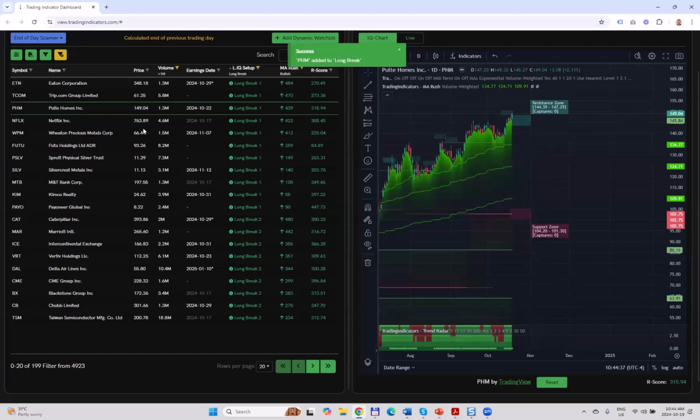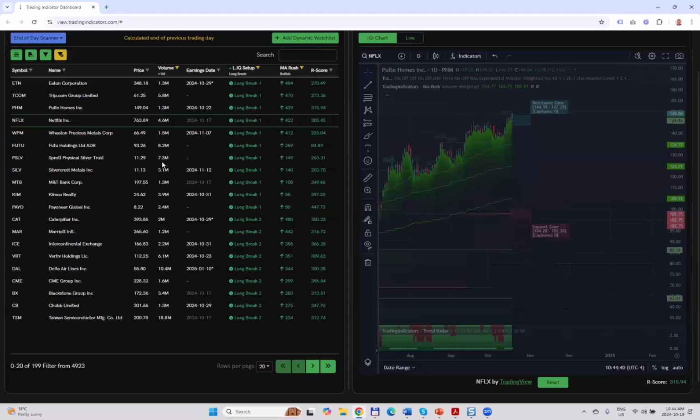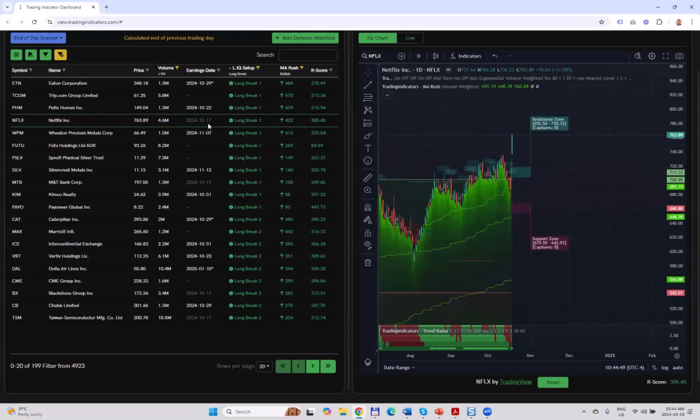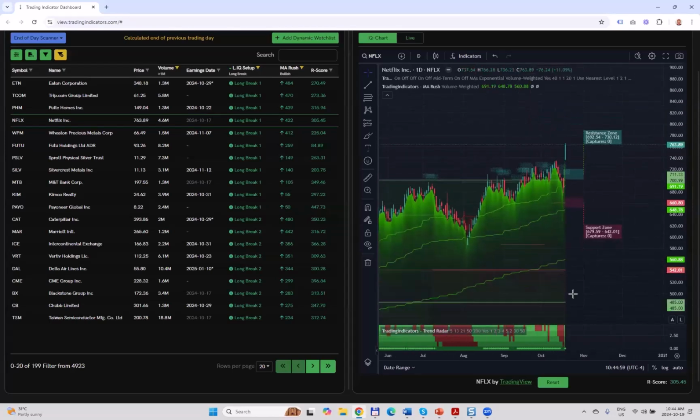And let's do one more setup here. Let's do Netflix. All right, so Netflix has been bullish for 422 days, and I guess we just had earnings coming up. Yes, we did. We can see it here on October 17th at night. I guess that happened Thursday night, and then a huge bullish candle from those earnings.